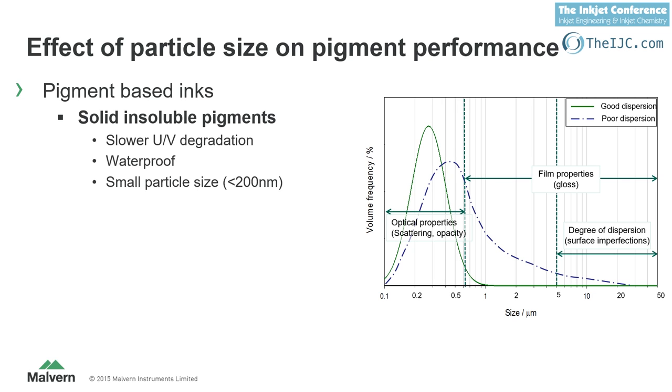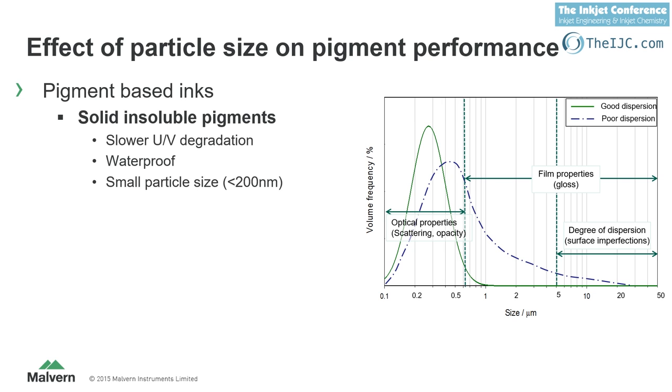So the reason we want the small particle size is because that's where we get the best optical properties for our material. So this is a graph with our volume distribution against size for a good dispersion and a poor dispersion. So to get the optimum scattering from the pigment particles, we want to have a particle size around the 200 to 300 nanometer range. That's going to give us the best scattering, the best opacity from the pigment.